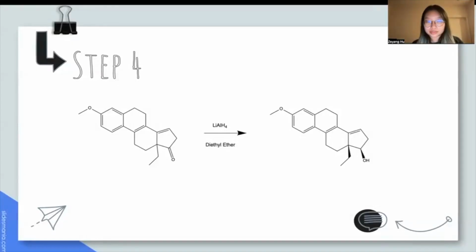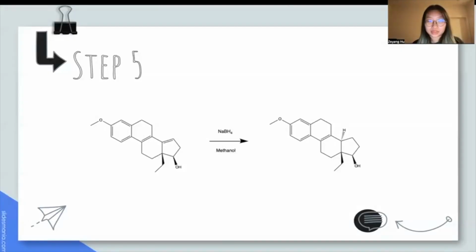In the fourth step, lithium aluminum tetrahydride in diethyl ether was used to reduce the carbonyl group into an alcohol group, and the alcohol group is cis with the ethyl group. In the fifth step, sodium borohydride in methanol was used to reduce the double bond in the 5-member ring.